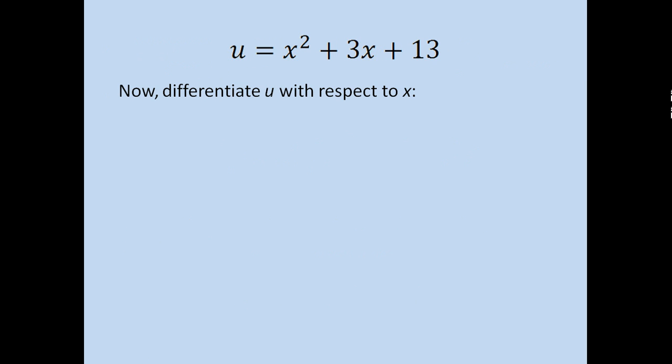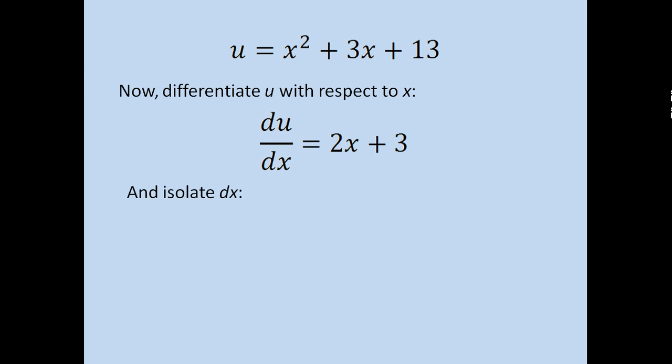And now next, we're going to differentiate u with respect to x. So we find that du/dx equals 2x + 3. That's from the power rule, x². You bring the 2 down, multiply, and then subtract 1 from the exponent, so that's 2x. And then 3x is linear, so you just have that constant, plus 3.